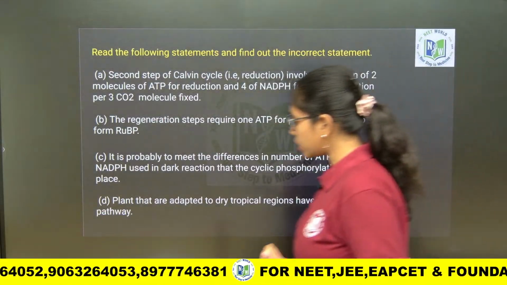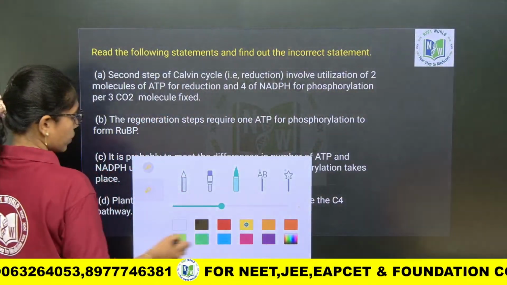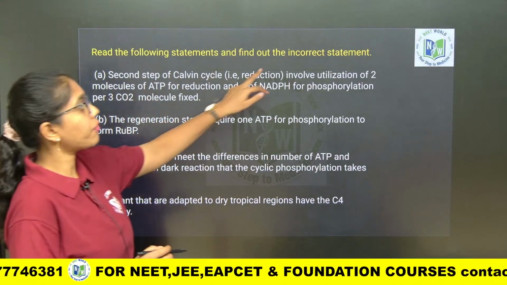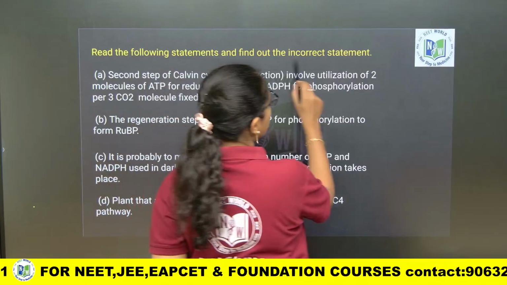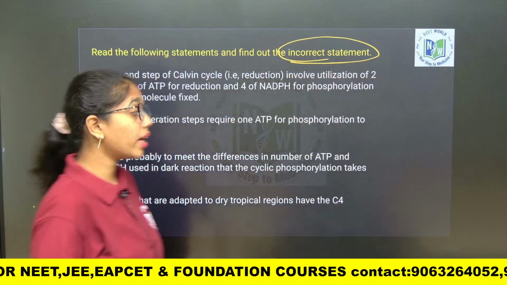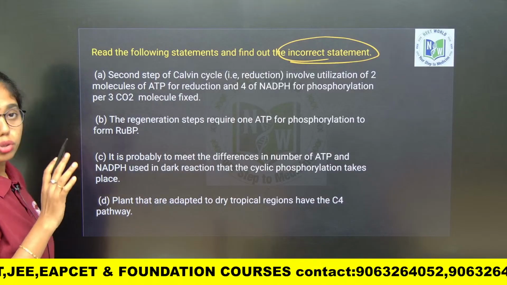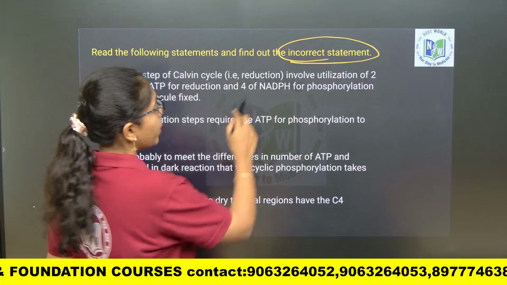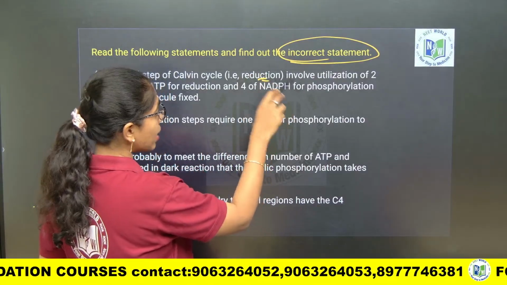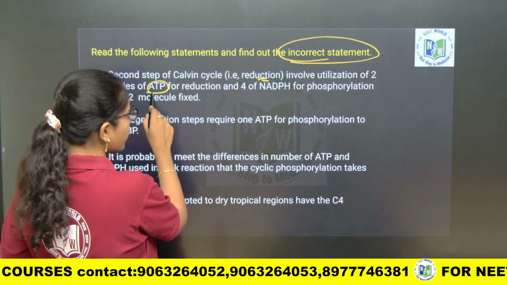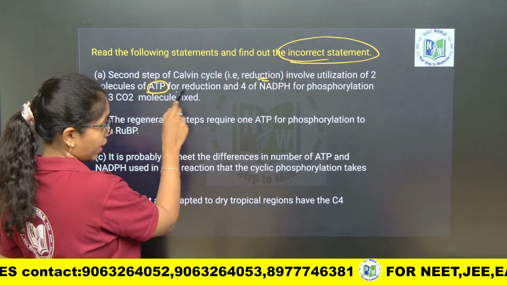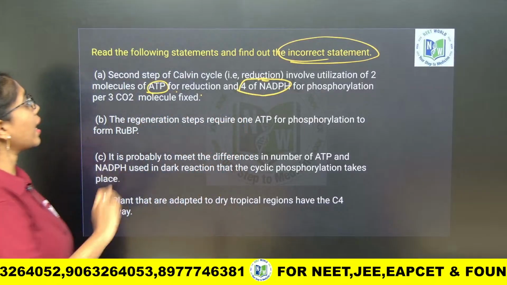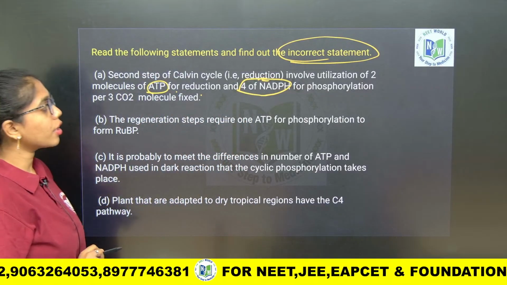Now let's start our questions. Read the following statements and find out the incorrect statement. Statement A: the second step of Calvin cycle, that is reduction, involves utilization of 2 molecules of ATP for reduction and 4 NADPH for phosphorylation of 2 molecules fixed.